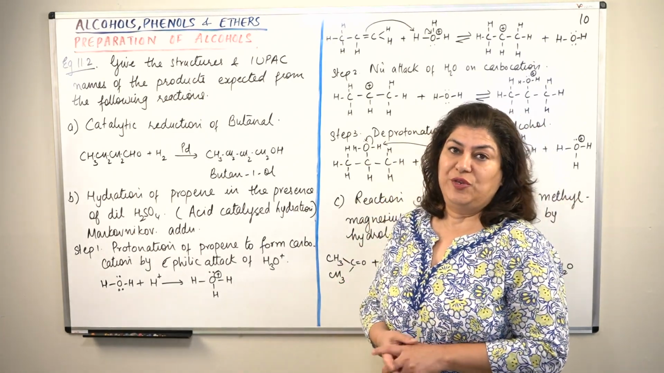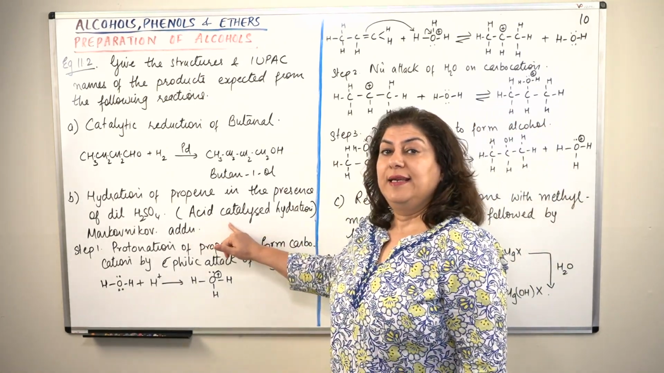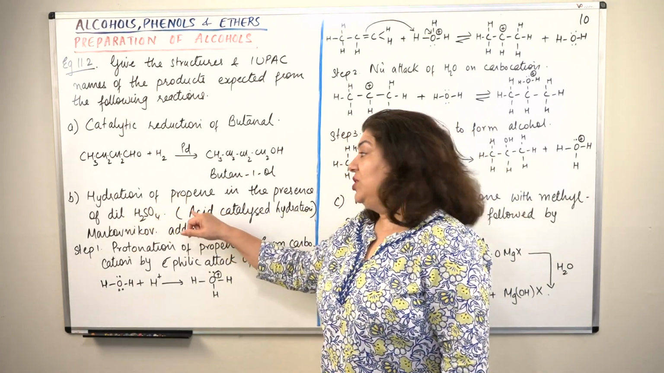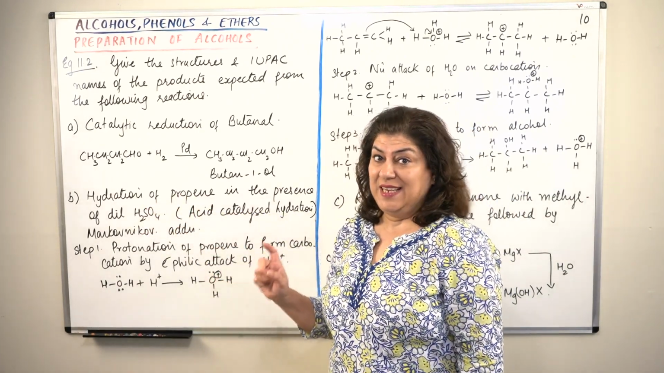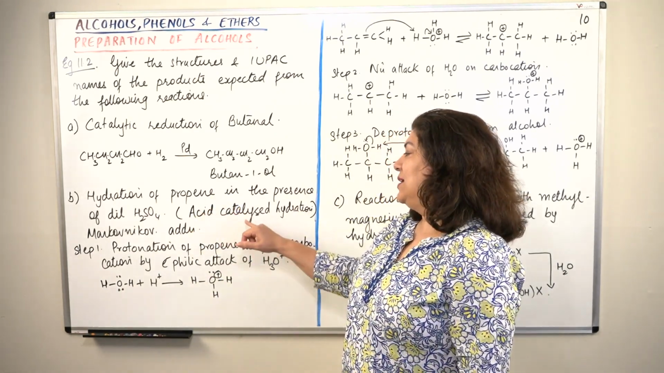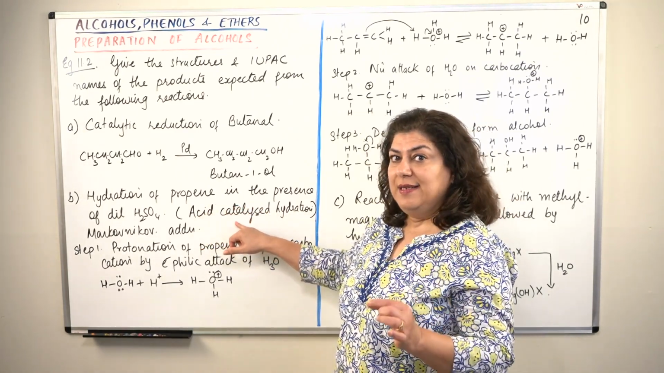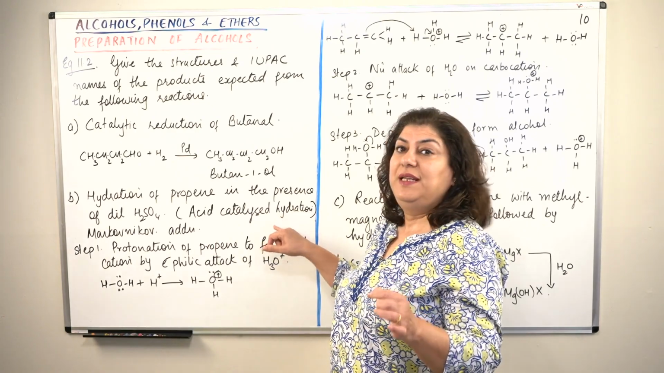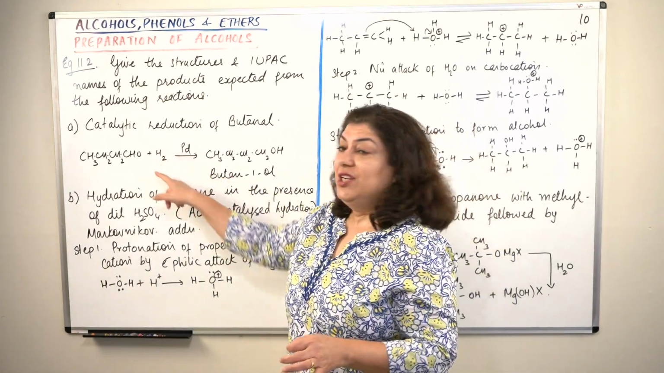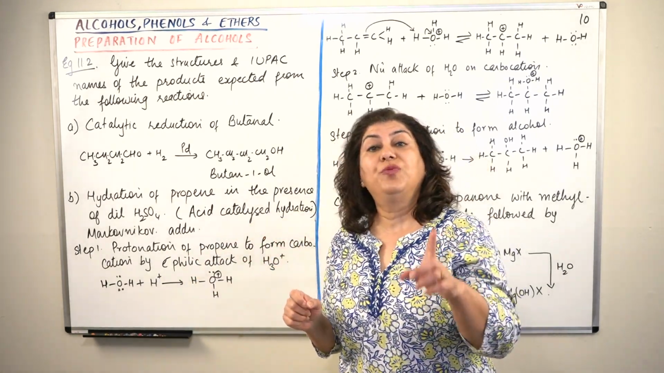The second part: you have to write the product of hydration of propene in the presence of dilute sulfuric acid. We call it acid catalyzed hydration, and acid catalyzed hydration of alkenes takes place in order to give you alcohols. The catalyst is an acid, and hydration means addition of a water molecule. Just as reduction is addition of hydrogen, hydration is addition of a water molecule.